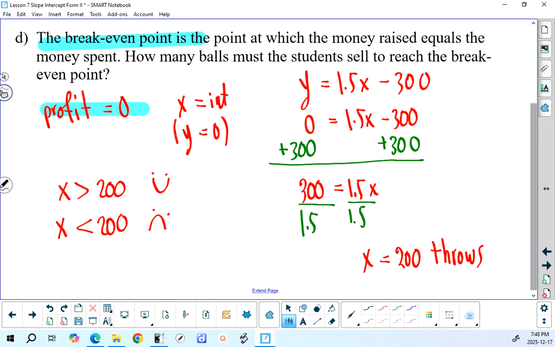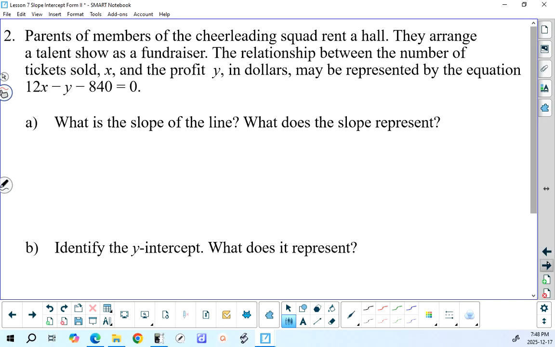All right, let's take a look at example 2. A very similar example, except I'm not telling you exactly what to do for the steps. Parents of the members of a cheerleading squad rent a hall, and they put on a talent show. One of the cheerleaders does a magic show, one does a dance routine. They put on a one-act play, and they sell tickets to the community, and the profit Y in dollars can be represented by that equation, where X is how many tickets sold.